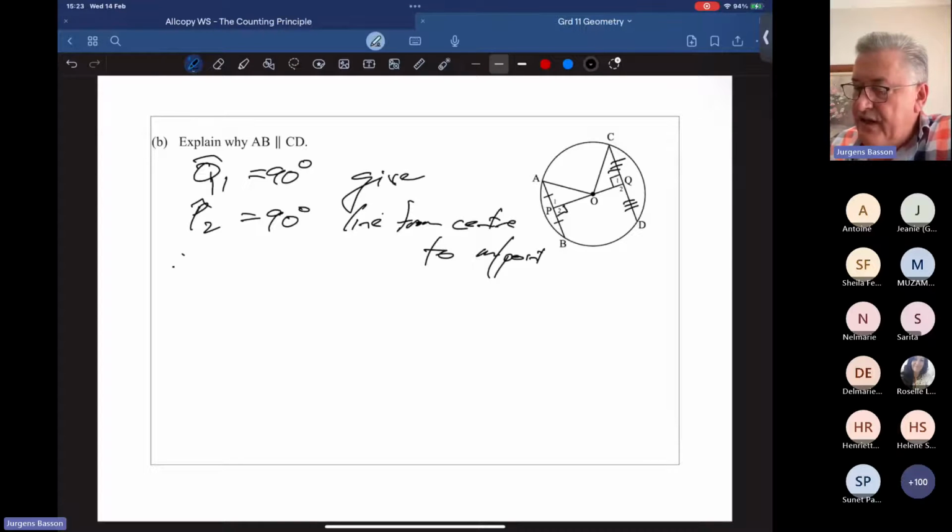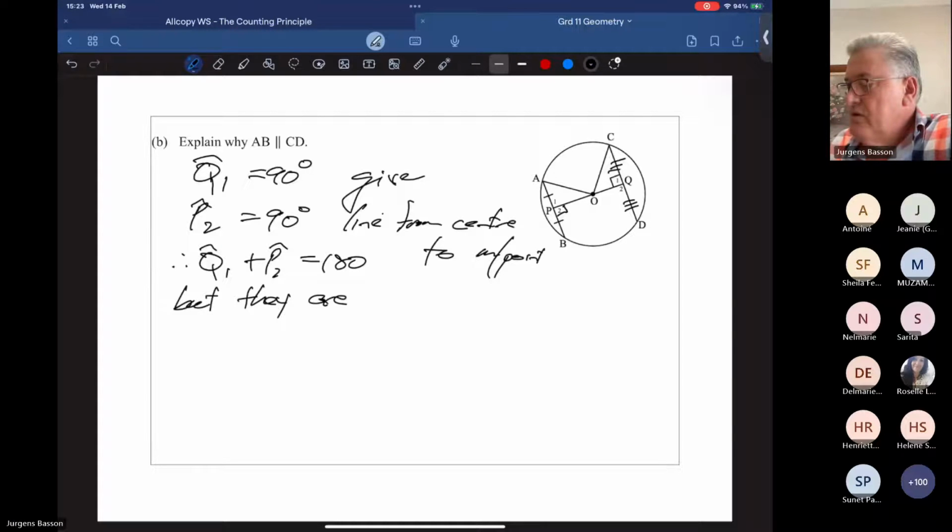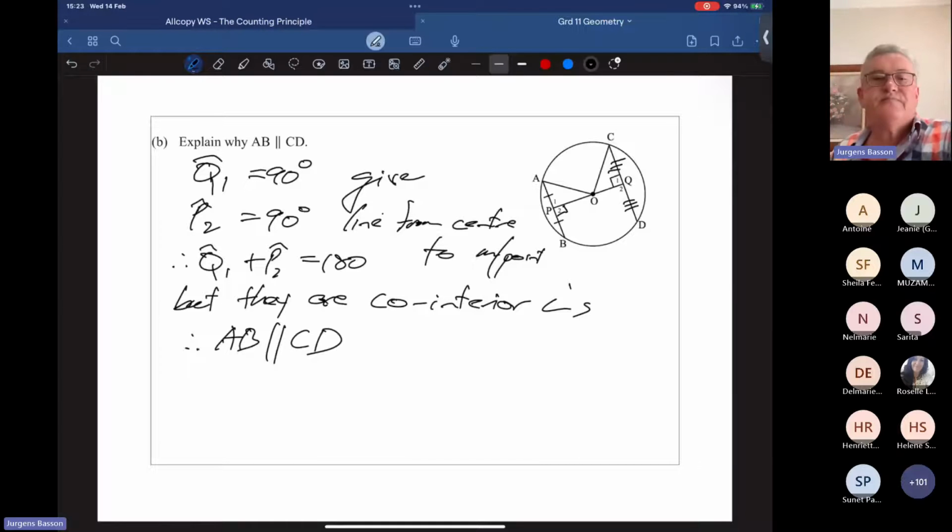So as you can see now, Q1 plus P2 is equal to 180, but they are co-interior angles. So therefore, AB is parallel to CD. I think quite a nice little question using only that group 1 theorems. And I'm sure it makes lots of sense for you.